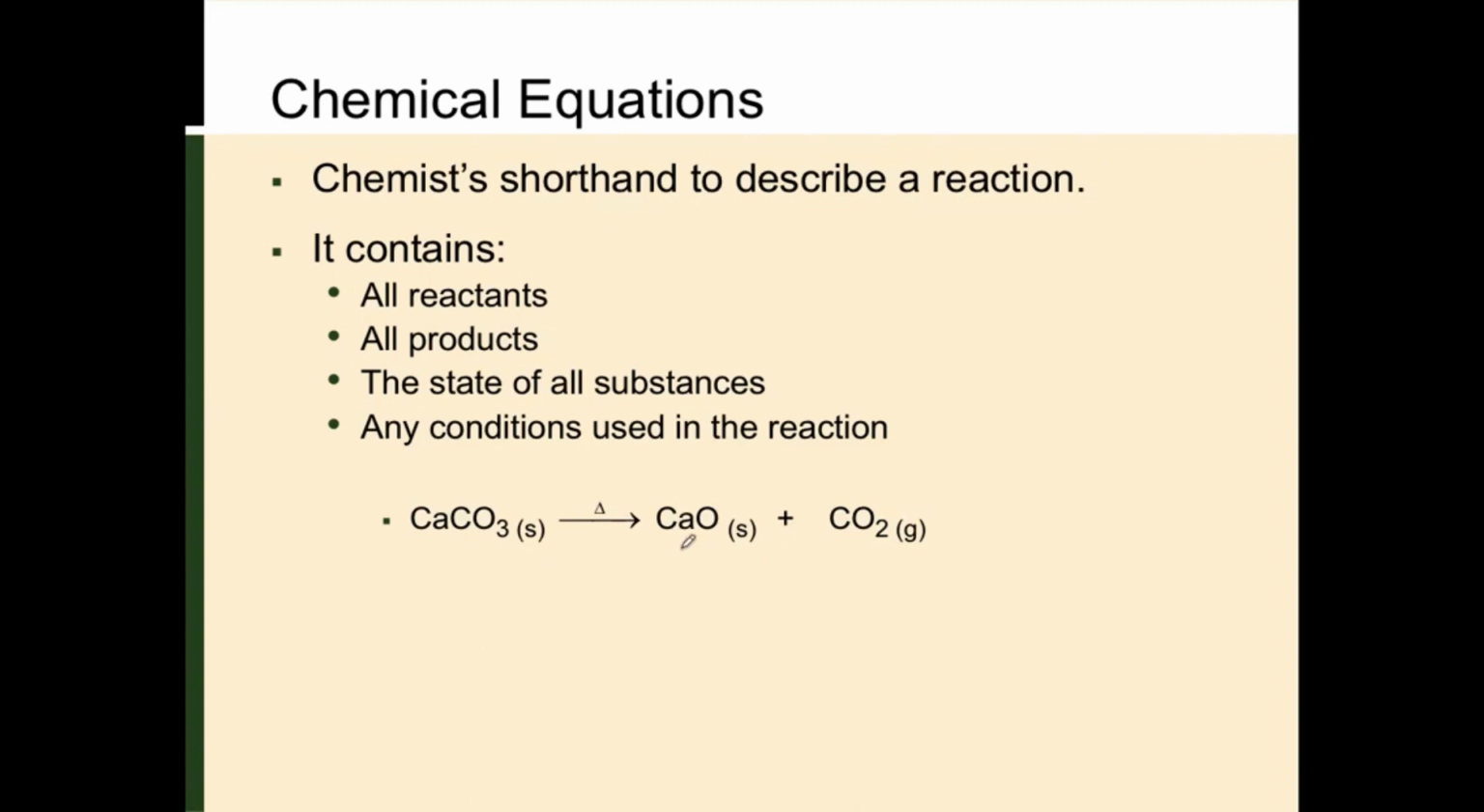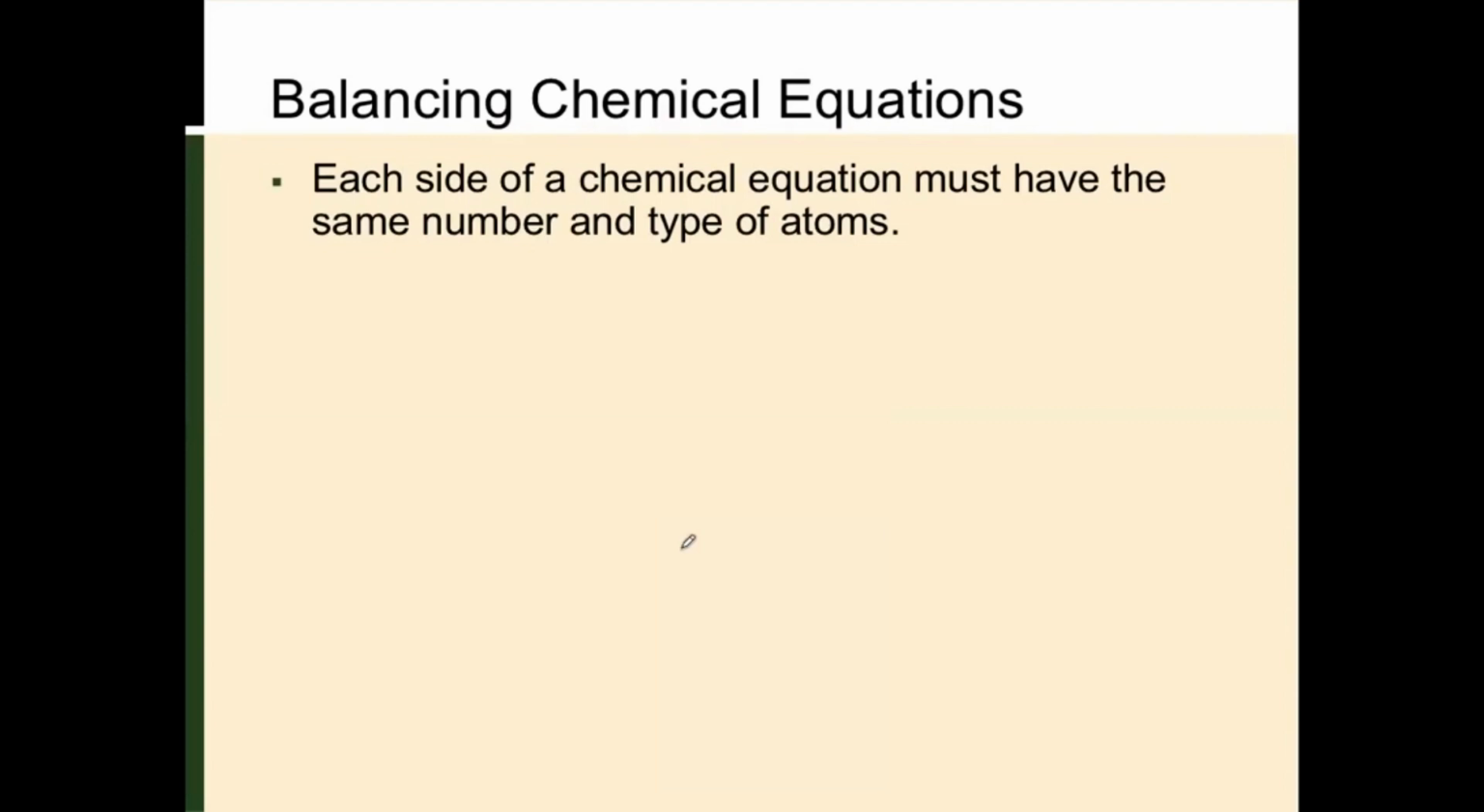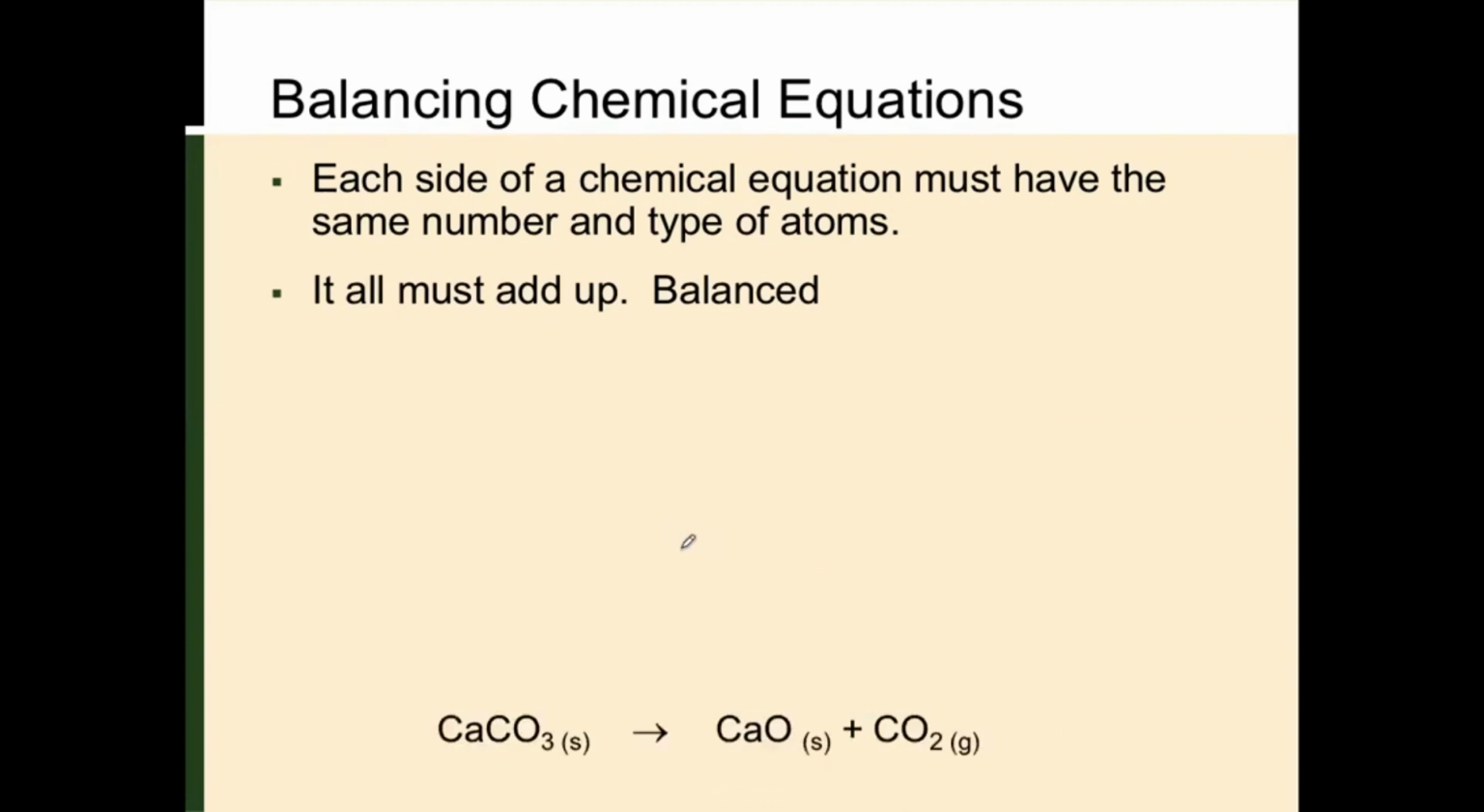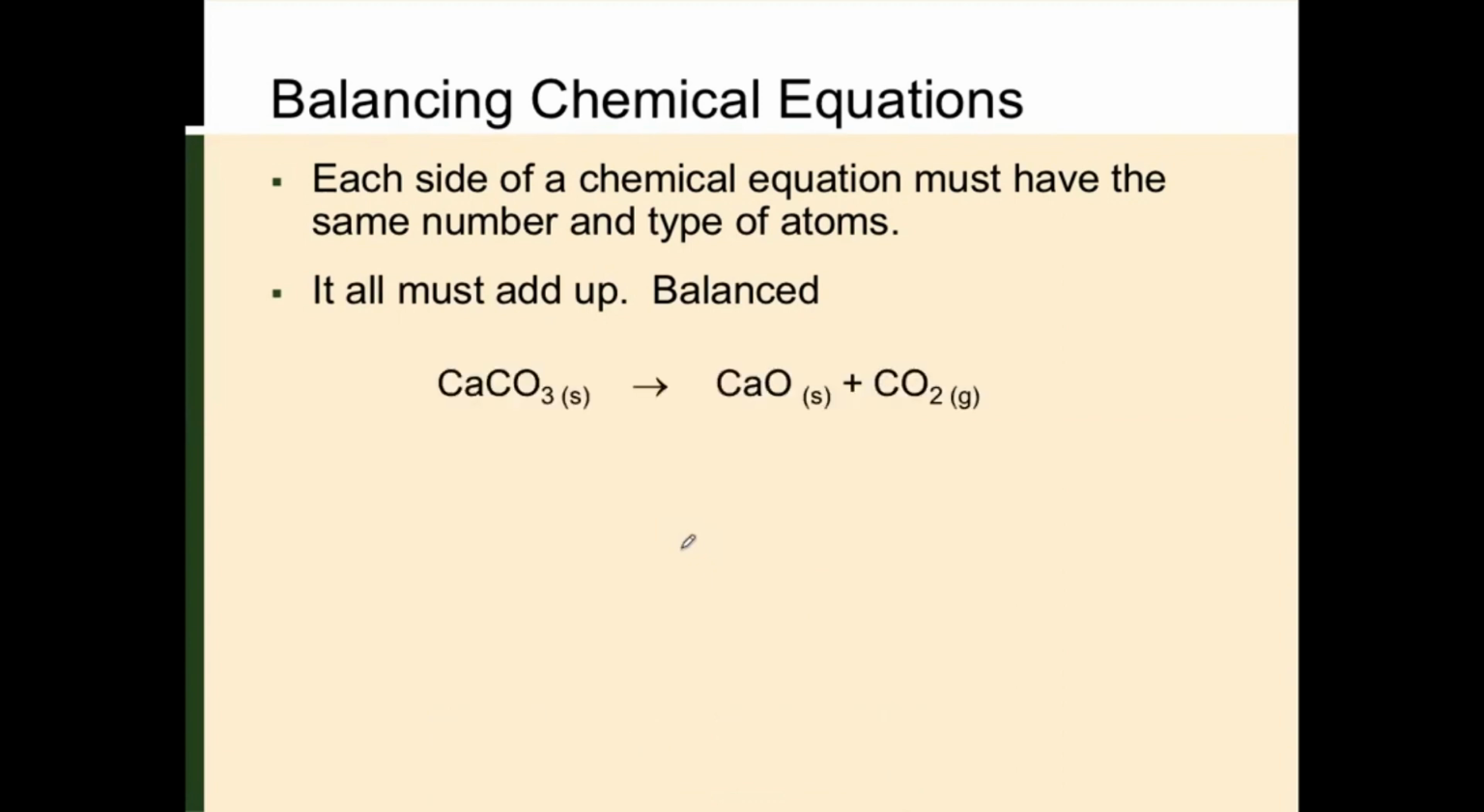Balancing chemical equations: each side of the equation must have the same number and type of atoms. So it all must add up. It must give calcium oxide and carbon dioxide, and we have a balanced equation there. We have the same number of atoms on both sides. Reactants and products both have one calcium, both have one carbon, and both have 3 oxygens. So the 3 oxygens are here, or 1 plus 2 is 3, gives us there.